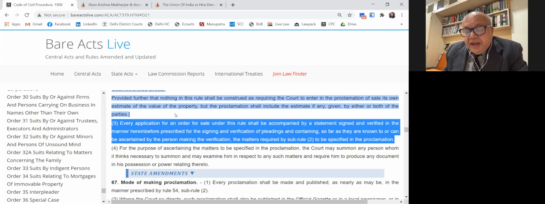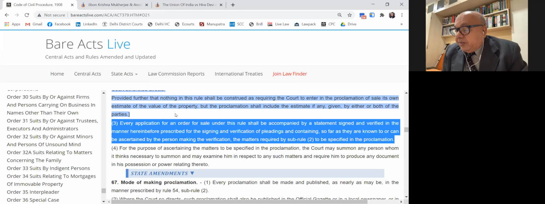Subclause 3 कहता है कि application for an order of sale under this section shall be accompanied by statement and verified banner before so and so. So this is the gamut of the procedure. Now ये sale होना क्या? Third party, when can you stop? Now one more proceeding for stopping the sale.